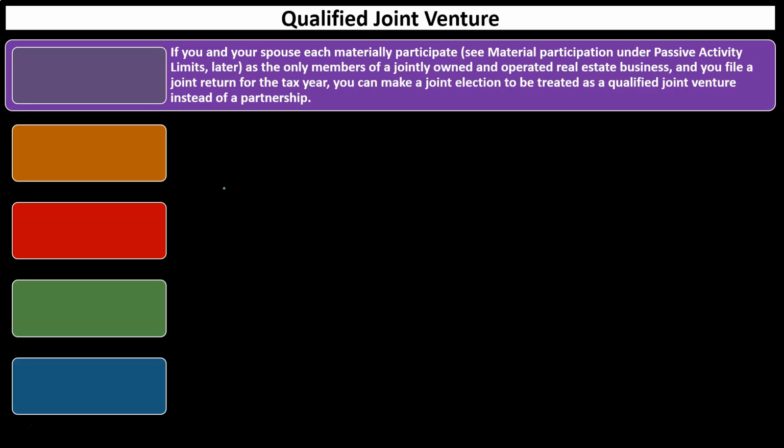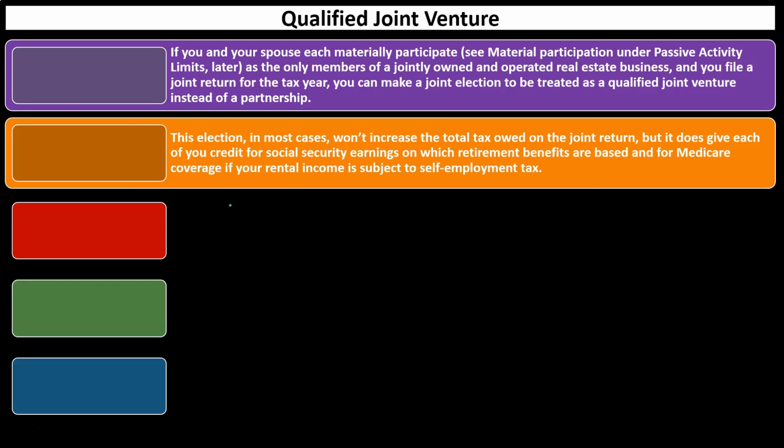So if you and your spouse each materially participate, and you can check out material participation under passive activity rules, and you can see that in the publication, as the only members of a jointly owned and operated real estate business, you may file a joint return for the tax year. You can make a joint election to be treated as a qualified joint venture instead of a partnership. So that could be a little bit easier than doing the partnership thing. This election, in most cases, won't increase the total tax owed on the joint return, but it does give each of you credit for Social Security earnings on which retirement benefits are based and medical and Medicare coverage if your rental income is subject to self-employment tax.